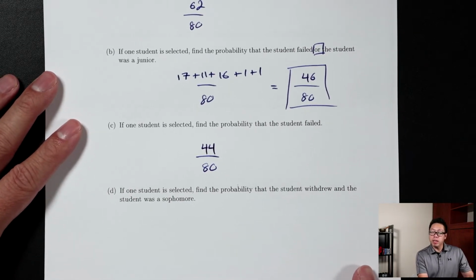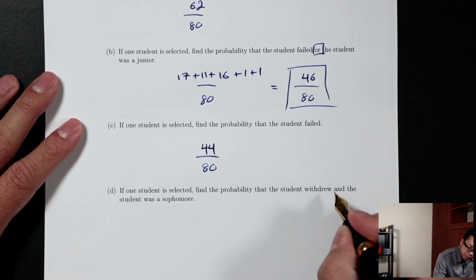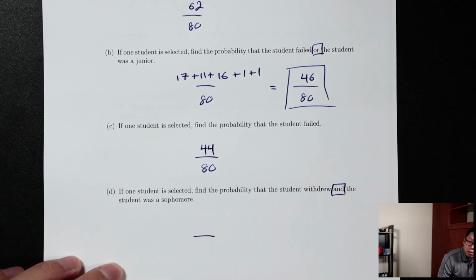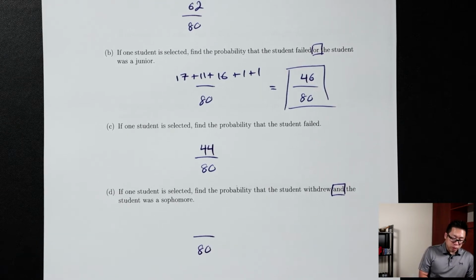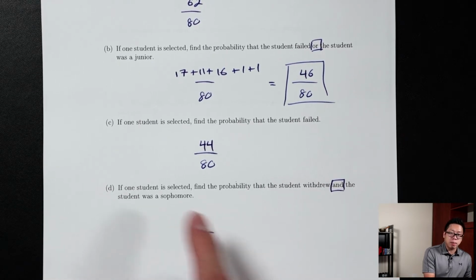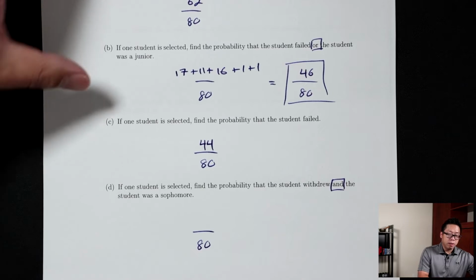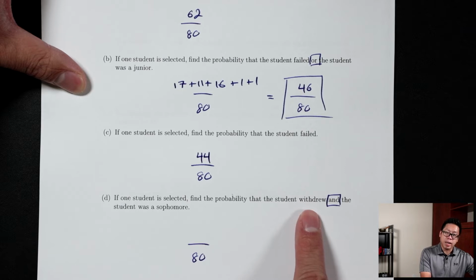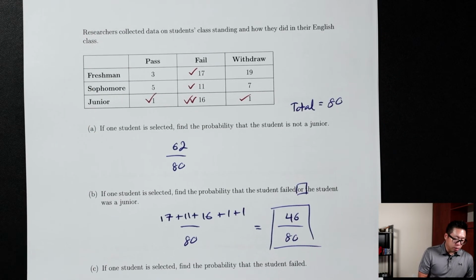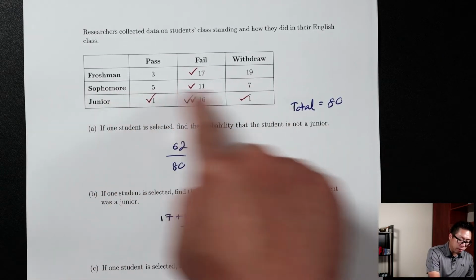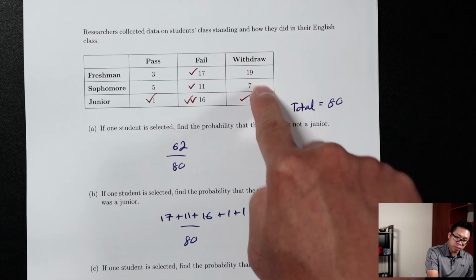Part D, if one student is selected, find the probability that the student withdrew and the student was a sophomore. So the keyword is the word and. The bottom will be everybody again. When we talk about and, I want the students who both withdrew and at the same time are sophomores. As a hint, for these table problems, ands should be a single number. So students who withdrew and at the same time are sophomores. So withdrew, sophomore. These 7. So these 7 students are sophomores and at the same time they withdrew. 7.